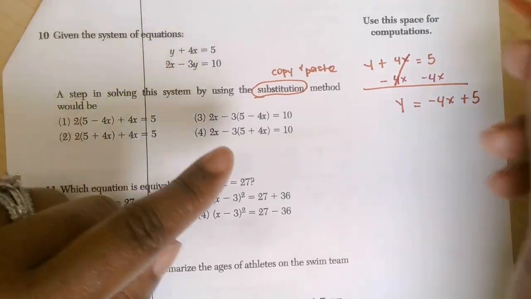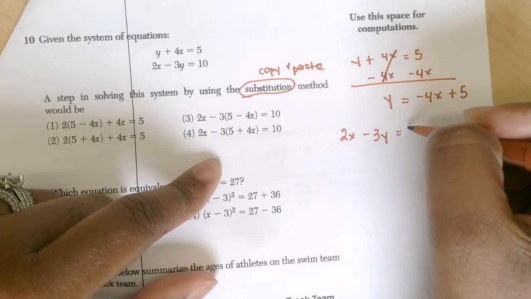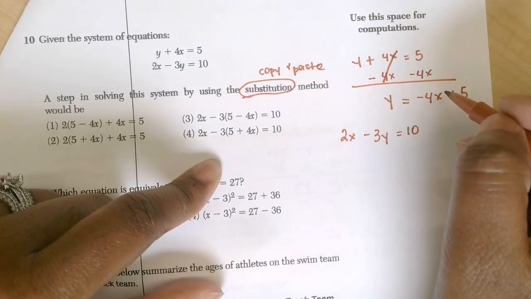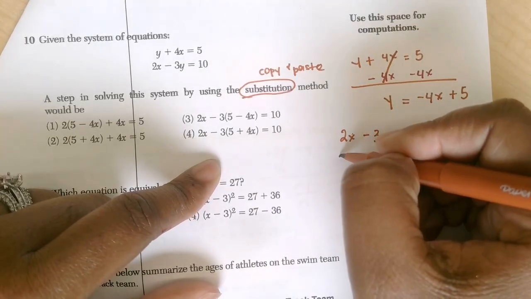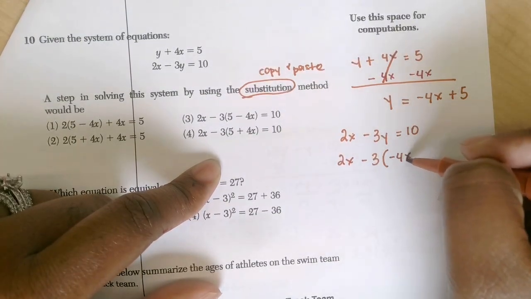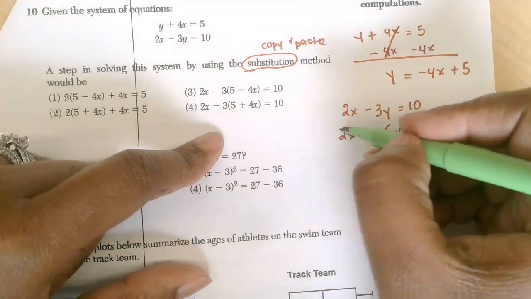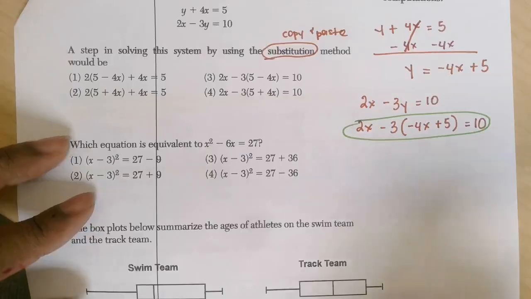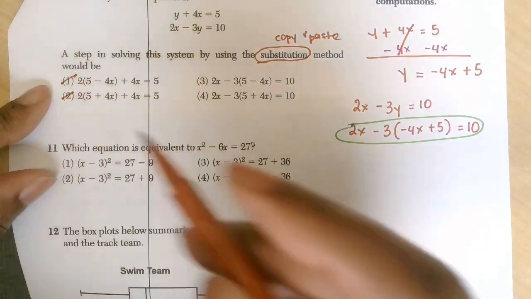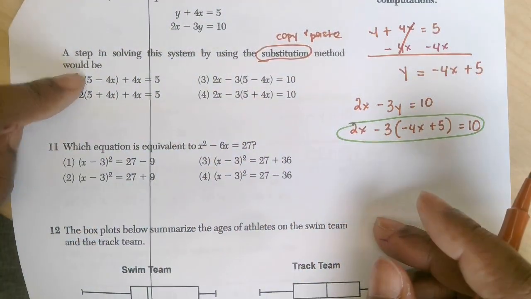Then the second equation is where I'm going to plug it in. So I'm going to say 2x minus 3y equal 10. I know the value of y, which is where the copy and then the paste comes in. So I'm going to say 2x minus 3, value for y is negative 4x plus 5 is equal to 10. Now this is my final product. I'm then going to look for this answer over here. So the ones we can eliminate are 1 and 2 because they don't start with a 2x minus 3. So these we eliminate.